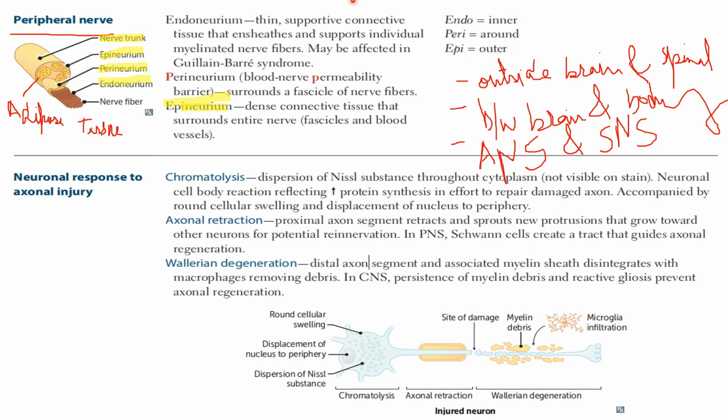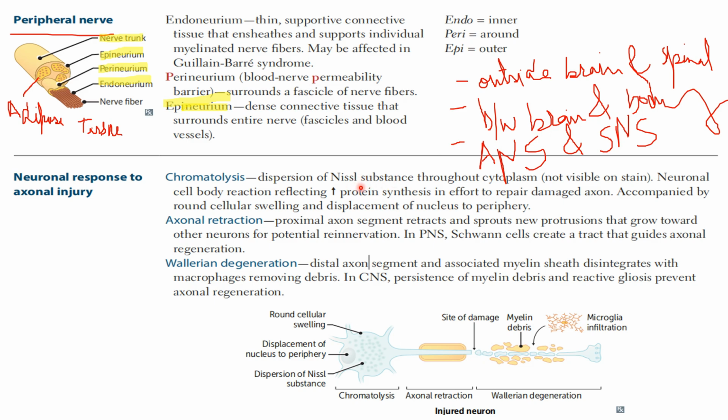Now let's look into the neural response to injury, how neurons respond in case of axonal injury, if there is any injury happening to the axon. In this injury, there is a reaction called chromatolysis, where there is a dispersion of Nissl substance. There is a spread of Nissl substance. And what are the Nissl substance? They are the Nissl granules.